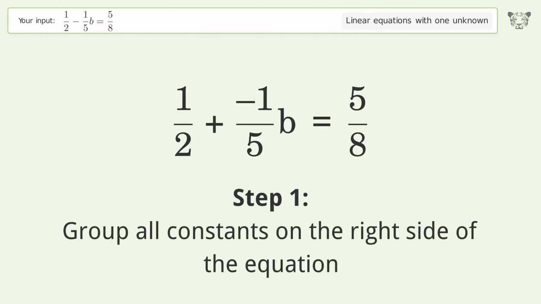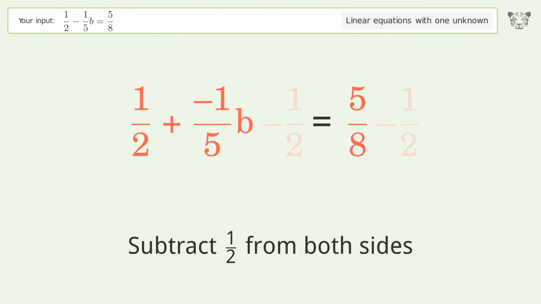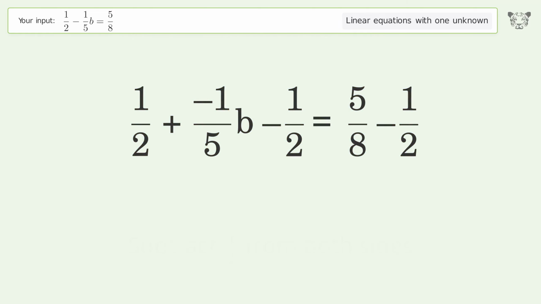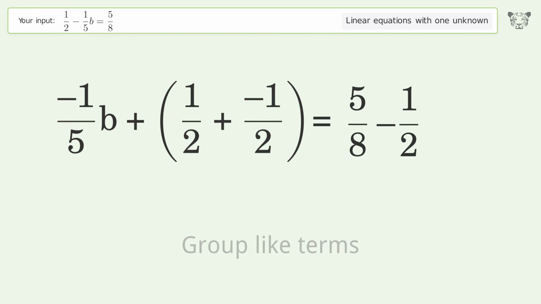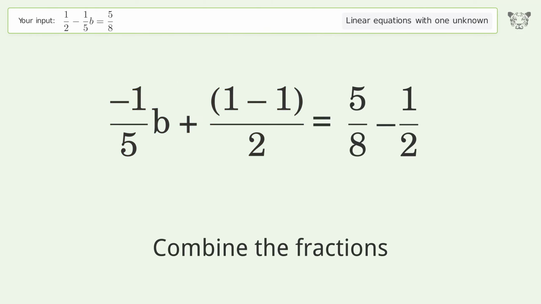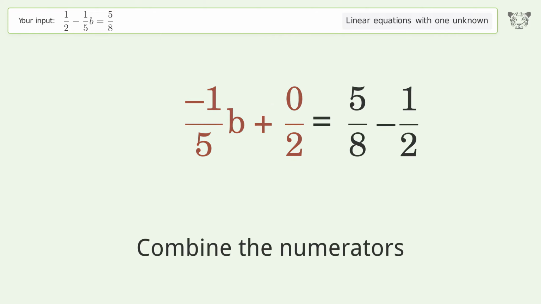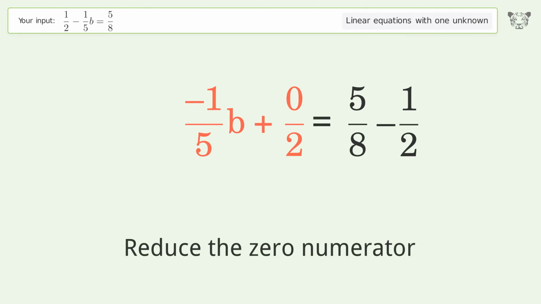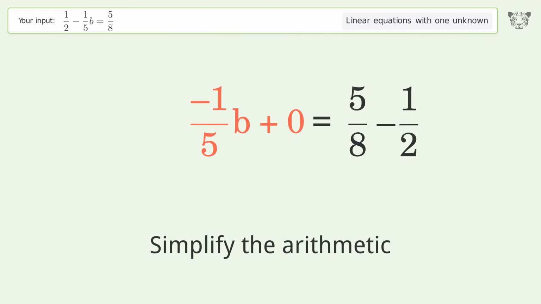Group all constants on the right side of the equation. Subtract 1/2 from both sides. Group like terms. Combine the fractions. Combine the numerators. Reduce the zero numerator. Simplify the arithmetic.